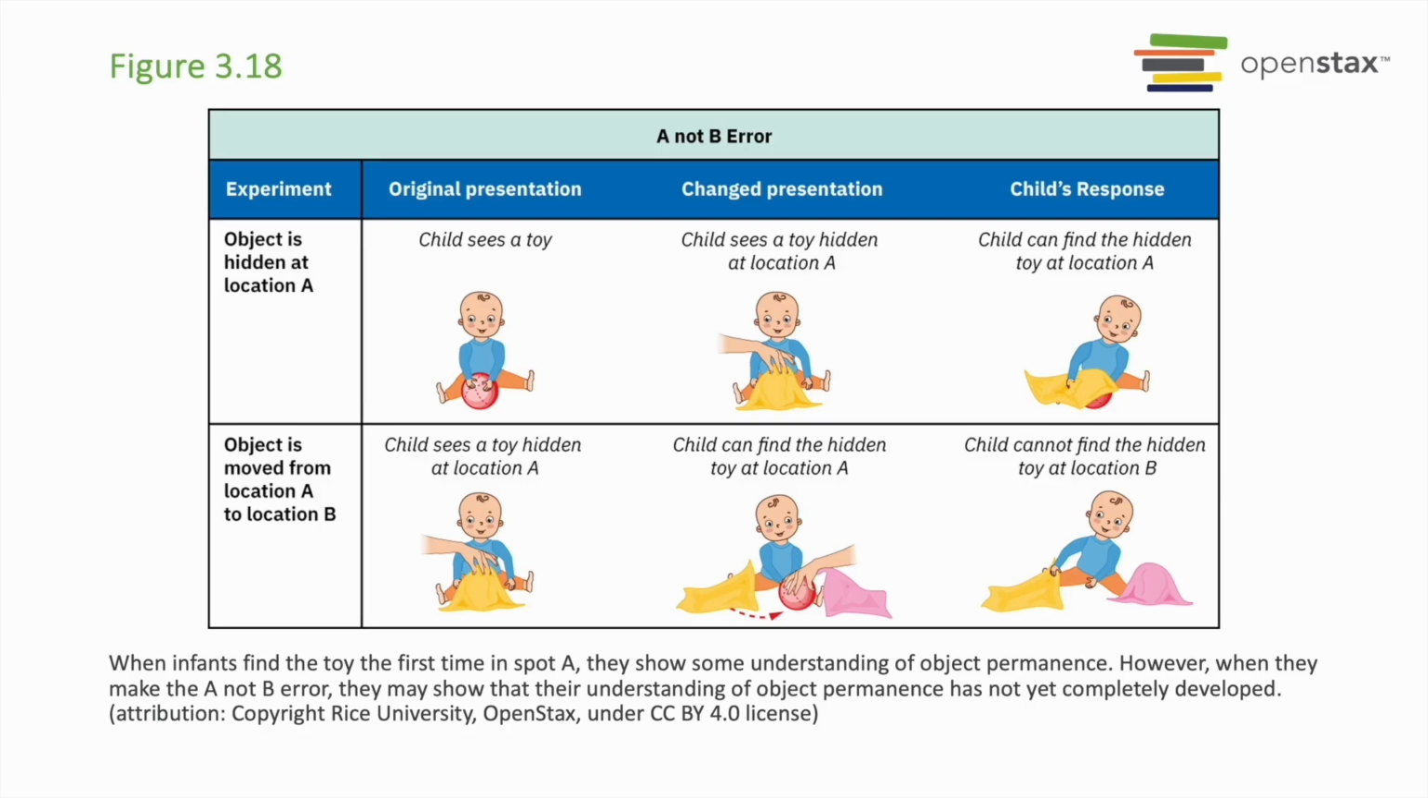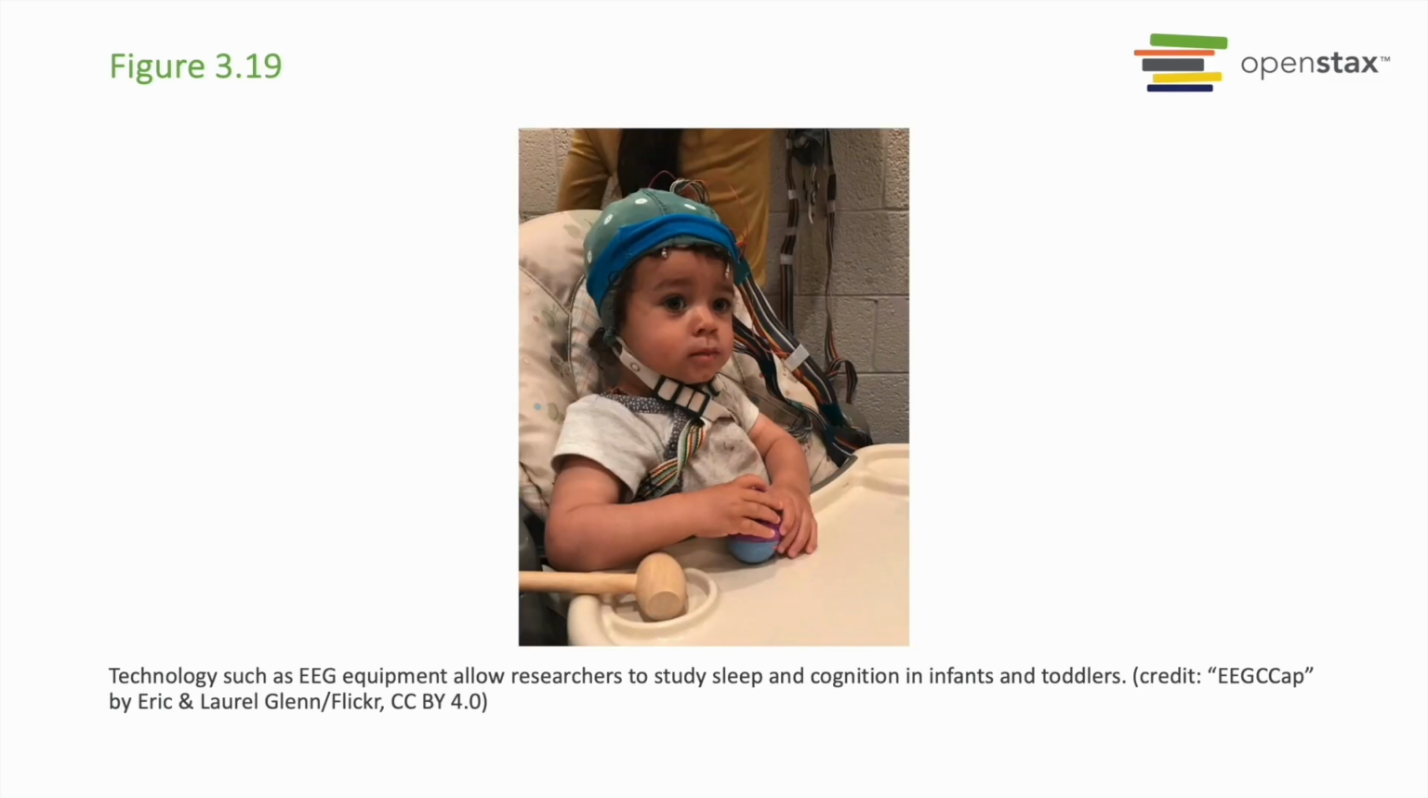Figure 3.18. When infants find the toy the first time in spot A, they show some understanding of object permanence. However, when they make the A-not-B error, they may show that their understanding of object permanence has not yet completely developed. This is the understanding that just because something is out of sight or covered up, we know that it still exists. Figure 3.19. Technologies such as EEG equipment allow researchers to study sleep and cognition in infants and toddlers.